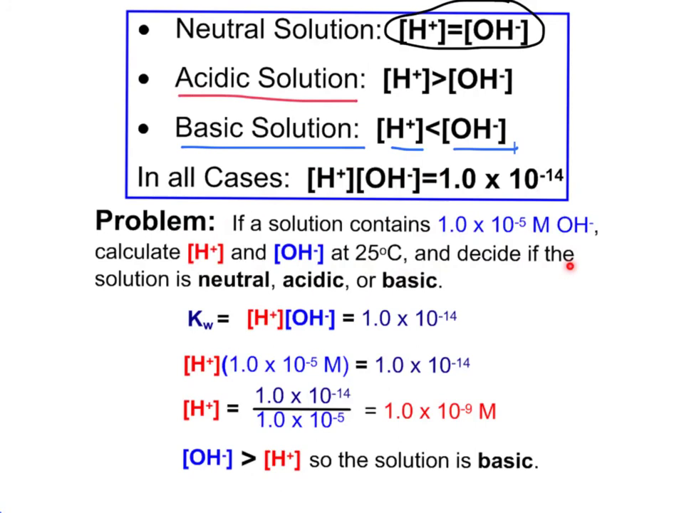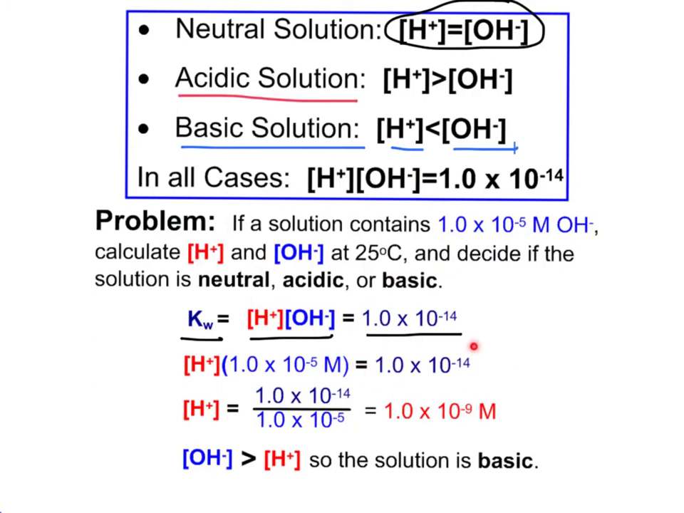Let's take our kW equals the product of the hydrogen ion concentration and hydroxide ion concentration, which equals 1 times 10 to the negative 14th. We can find the concentration of our hydrogen ions by simply plugging values into this equation. So I'm going to take hydrogen ion concentration and just rewrite it here. I'm going to plug in the value of my hydroxide ion concentration, which I get from my problem. It's 1 times 10 to the negative 5th molar. I'm going to plug that in, multiply them together. That's equal to 1 times 10 to the negative 14th.